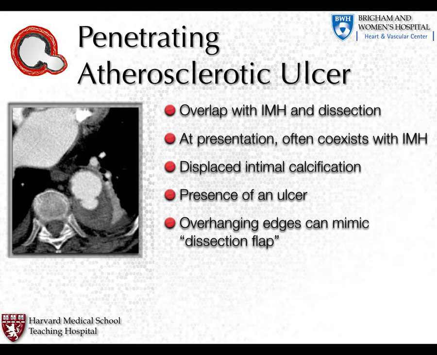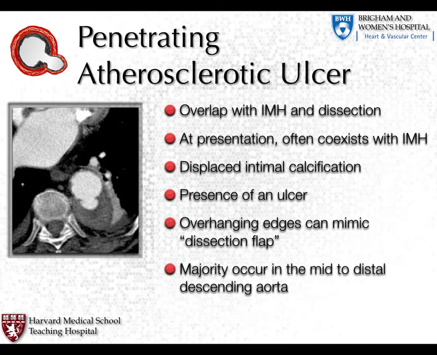It's important to look at these in true short axis. You can be fooled and think something is a dissection just by looking at it in the wrong plane. So if you reformat that in the short axis, you can sometimes turn a dissection into just an ulcerative plaque, actually. So be aware of that. The majority of these occur in the mid and distal descending aorta. So we don't have penetrating atherosclerotic ulcers in the ascending aorta typically.